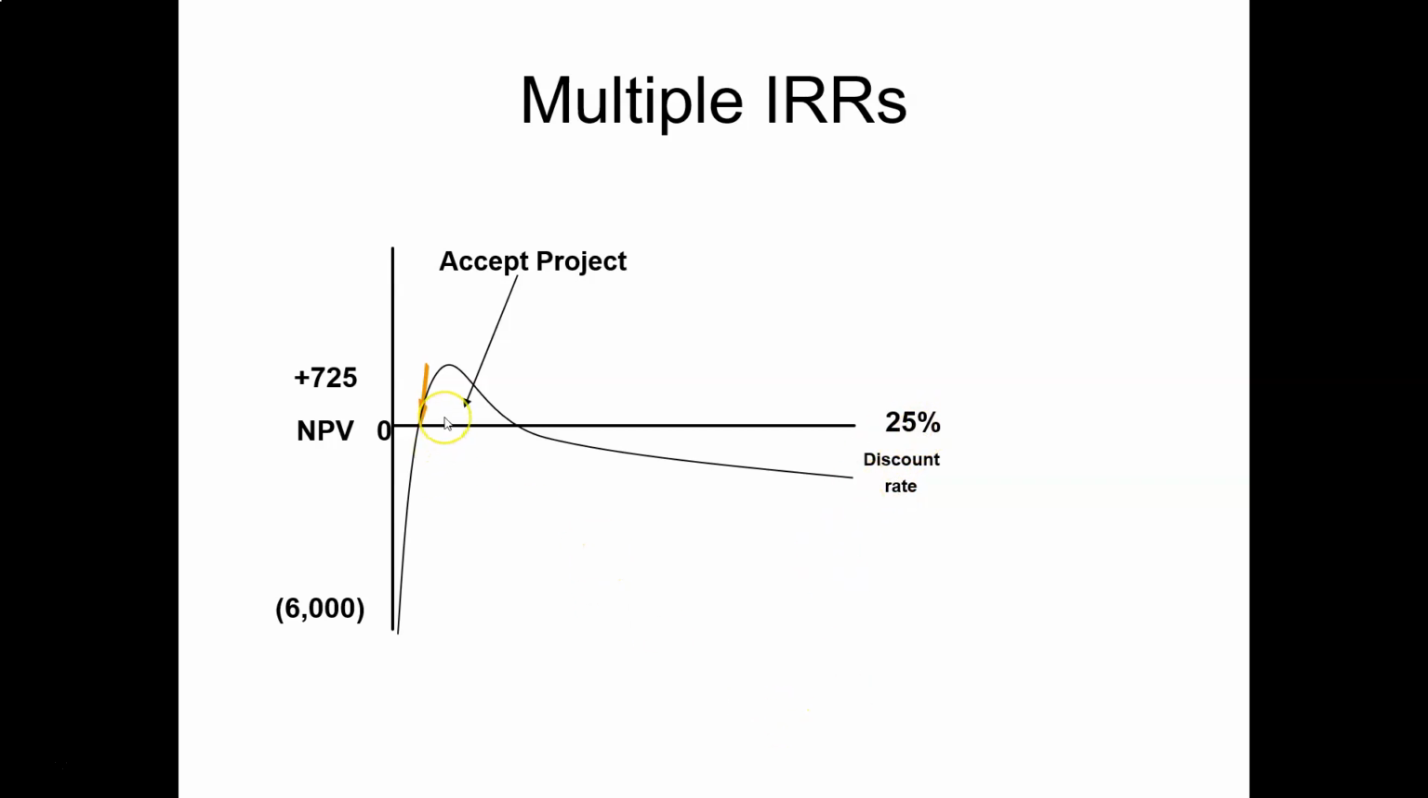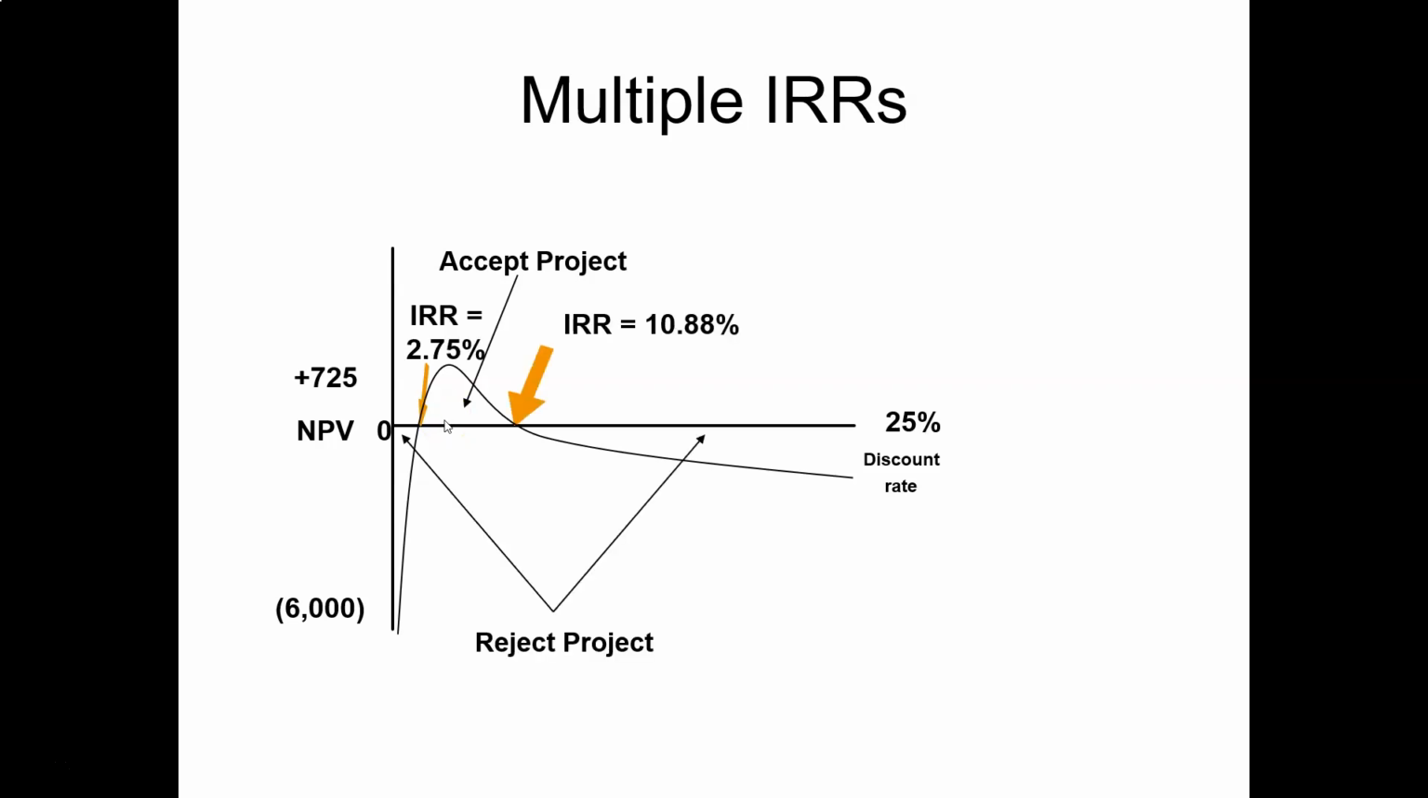So we can only accept this software project if the discount rate is higher than 2.75% and lower than 10.88%. If we ignore this fact and simply apply the internal rate of return rule, given the discount rate as 1%, according to the internal rate of return rule, we should take this project. But now we see that you will create loss for your shareholders if you use this internal rate of return rule.